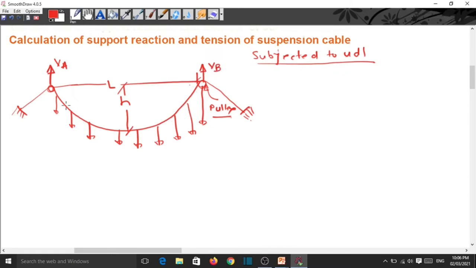Now, for maintaining this shape or this depth, we have to apply a horizontal force H in the outward direction on both sides. This H creates a hogging bending moment, because if you pull outward, H is going to produce it. That is the same as in the case of the three-hinged parabolic arch. This is the vertical reaction VA and this is vertical reaction VB, and this is subjected to a UDL of W kilonewton per meter.